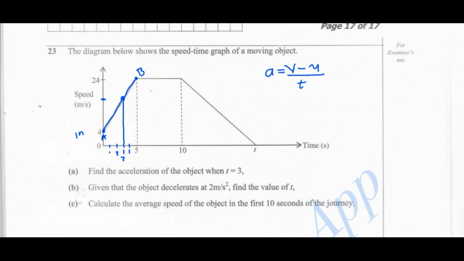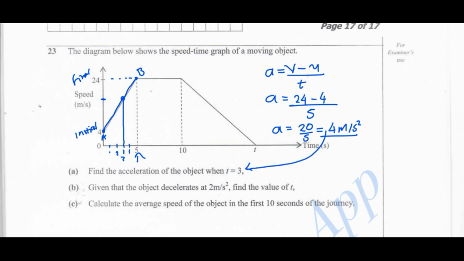So our initial is 4. This is where it is starting. Our final is 24. So 24 minus 4 over the time, which is 5 here, over 5. So 24 minus 4 will give us 20 over 5. Then that will give us 4 meters per second squared. So this is the acceleration at any point within this line. So it is also the acceleration when t is equal to 3.